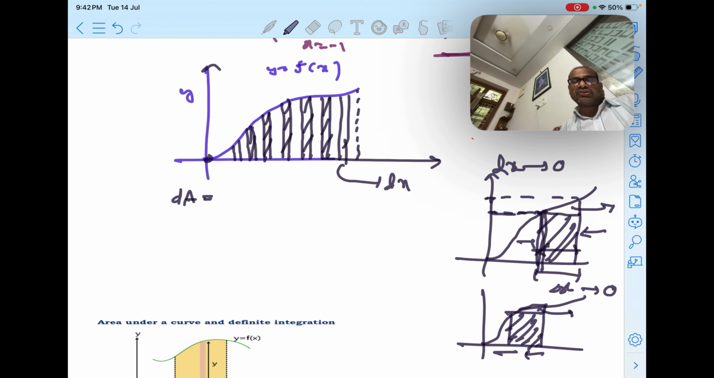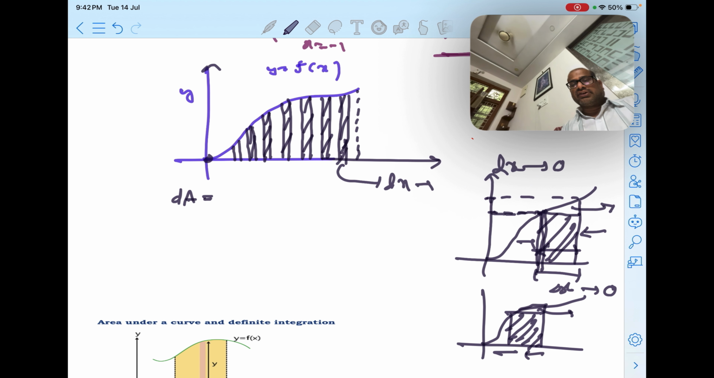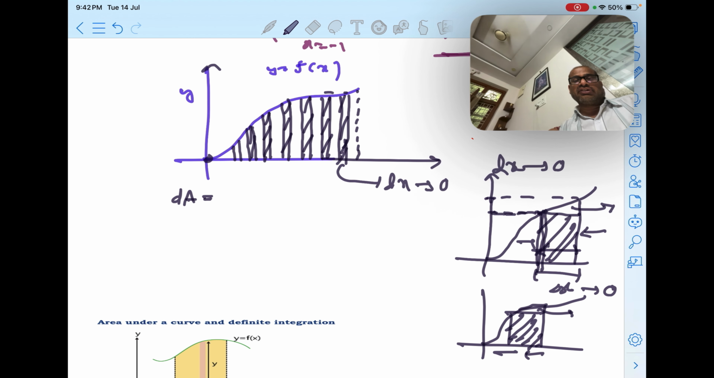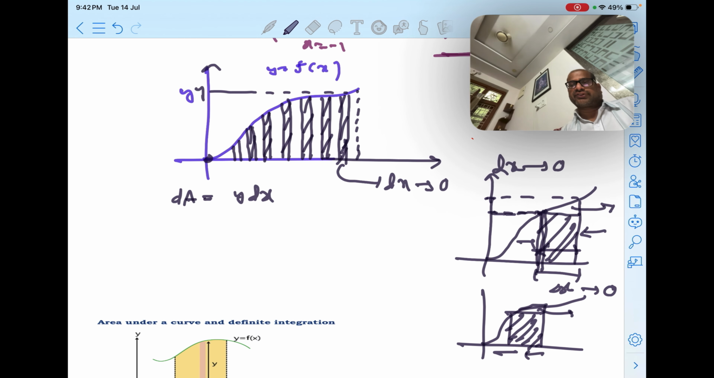So for the small area we can say dA is equal to the small y with the small dx. When dx is tending to zero, the single value of y is coming here. So the area of the small element becomes length into breadth, that is y into dx.